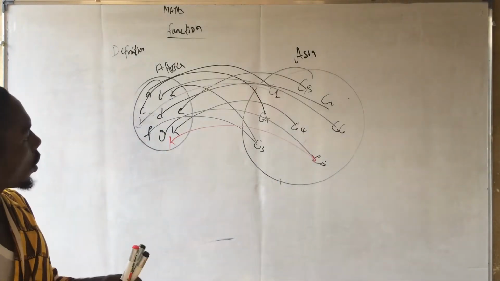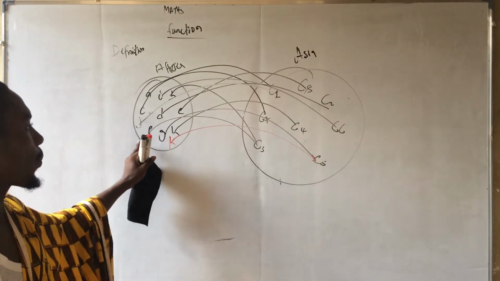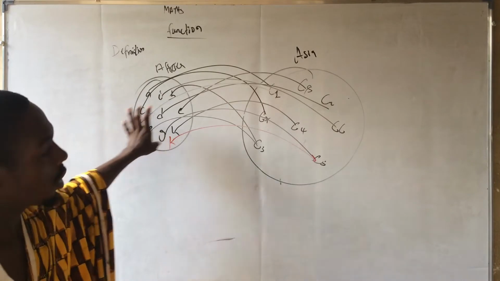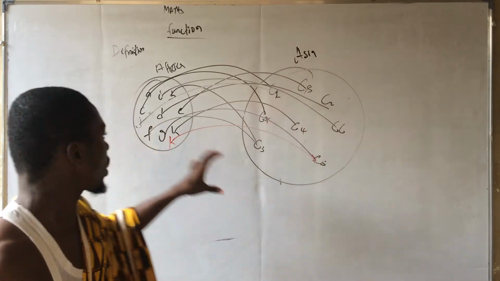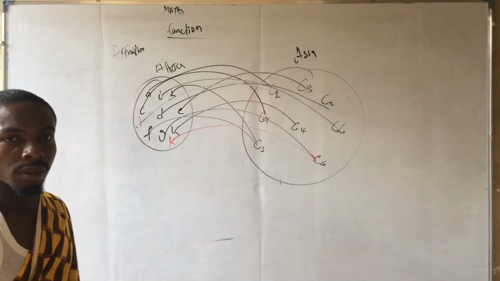So there's something I want you to understand here now. This is a function, and the function maps what? One element from Africa down to Asia. Do you understand something? It maps one element from Africa down to Asia.